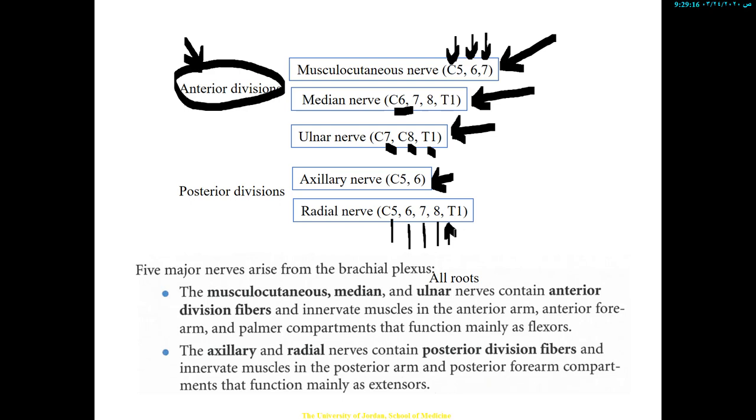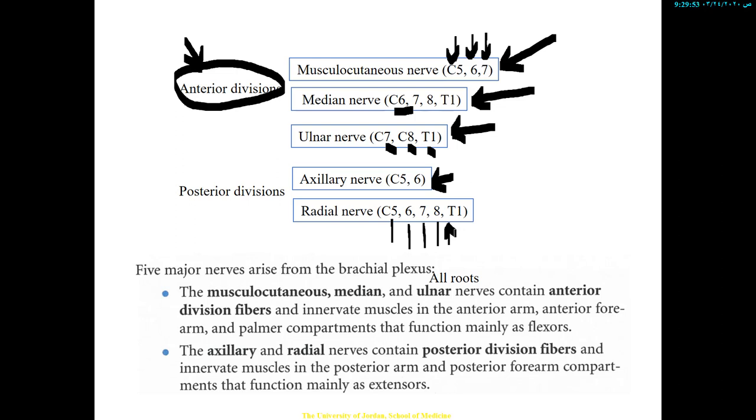So ultimately the brachial plexus should be learned as the main nerve supply to the upper limb. We need to know that it is a union and subsequent division of different roots. C5 and C6 unite and form the upper trunk. C7 does not unite with anything, it passes in the middle, we call it the middle trunk, and of course C8 plus T1, they form the lower trunk.